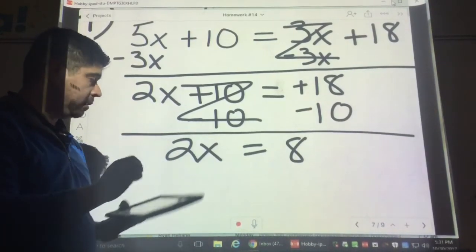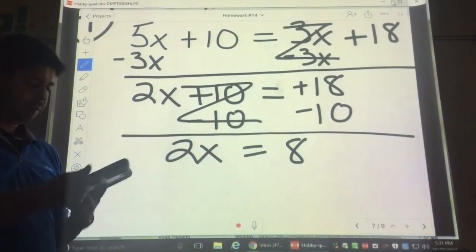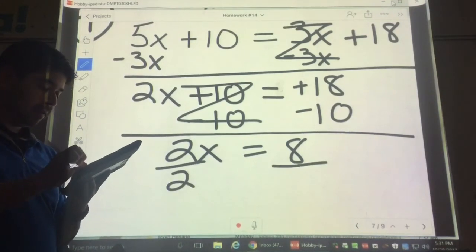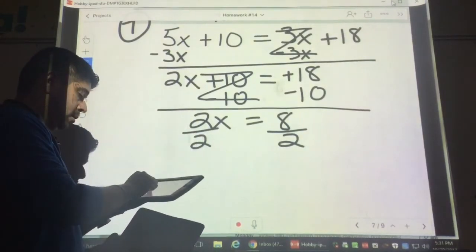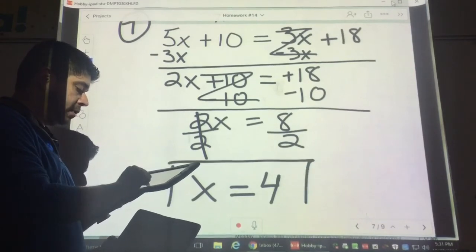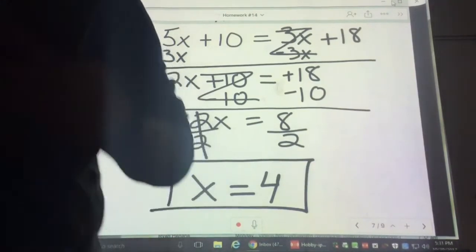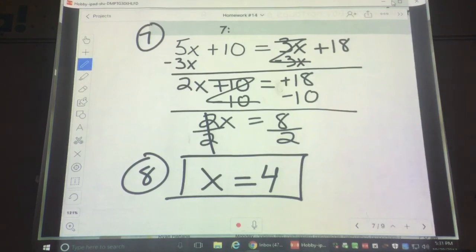So now, I'm down to my final step, which y'all got a good understanding of now, is just divide by 2. Divide by 2. This is going to make 1. So x equals 8 divided by 2 is 4. So x equals 4. That's your answer to number 8. Okay, that's what that means. So number 7 is the equation, which is at the very top. And then the answer to 8 is x equals 4. You're just solving for it. So they're both together, 7 and 8.